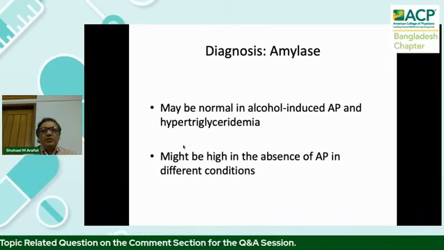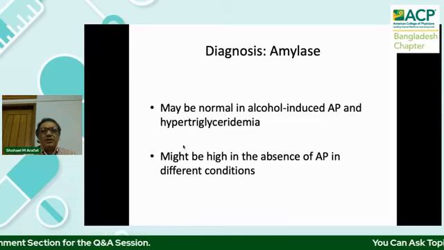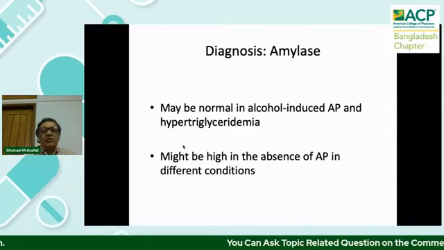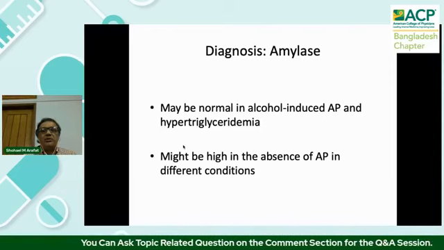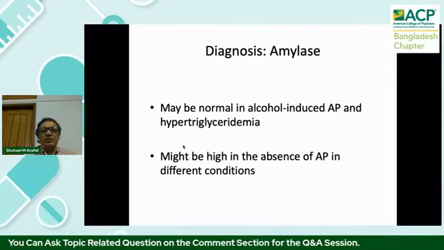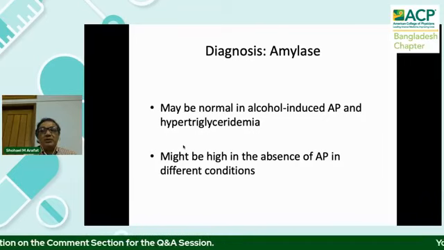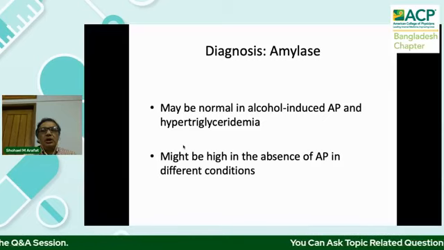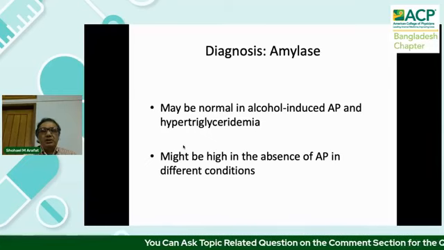Another problem is that in some cases of pancreatitis, like those caused by alcohol or hypertriglyceridemia, the amylase might be normal, which might mislead our diagnosis if we forget to do the serum lipase. So amylase is not a good tool in these two cases. And even in many conditions, amylase may be raised.